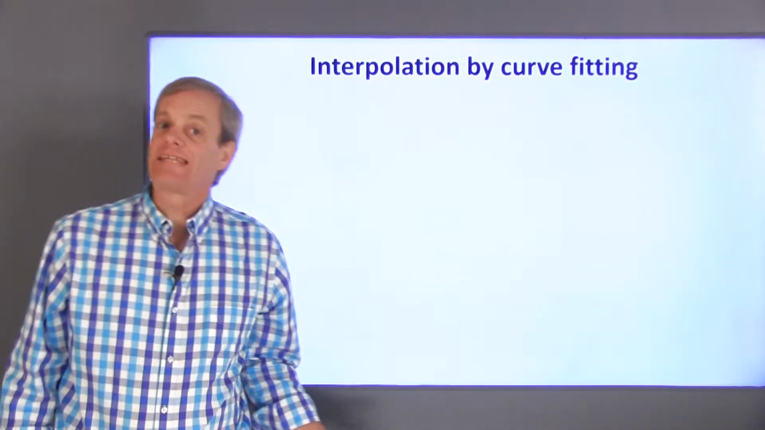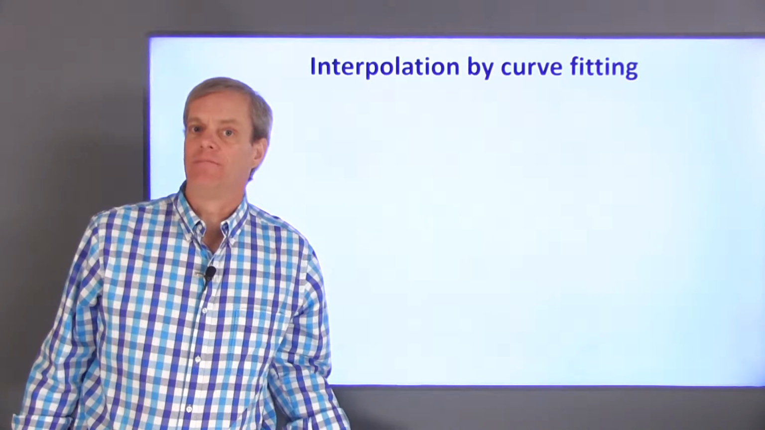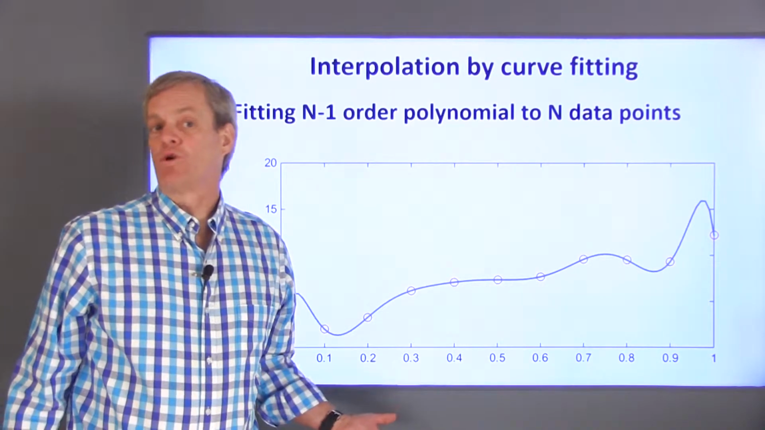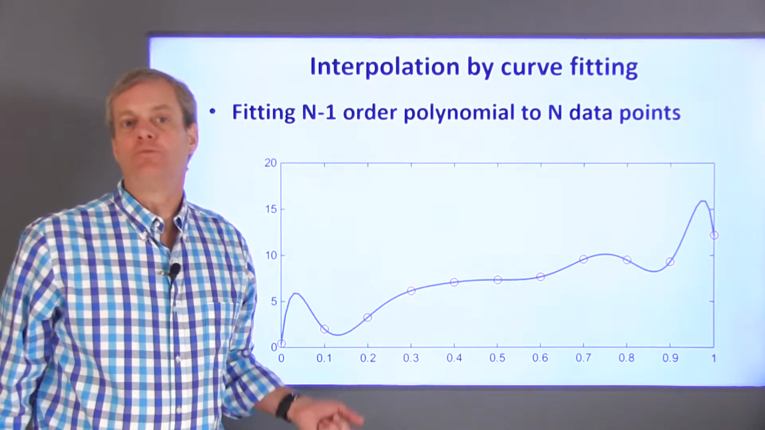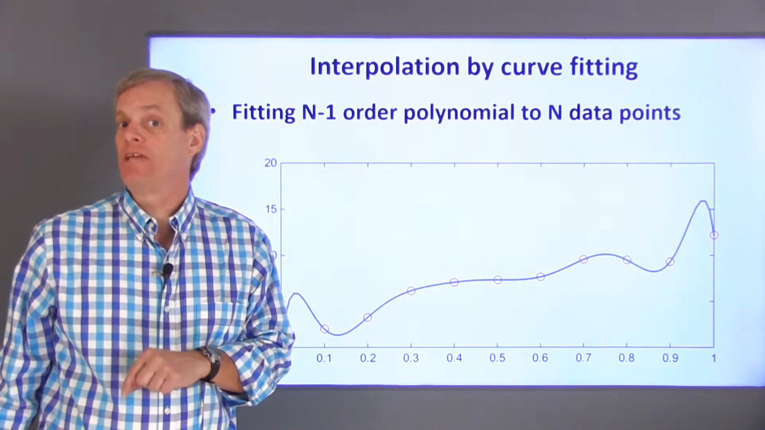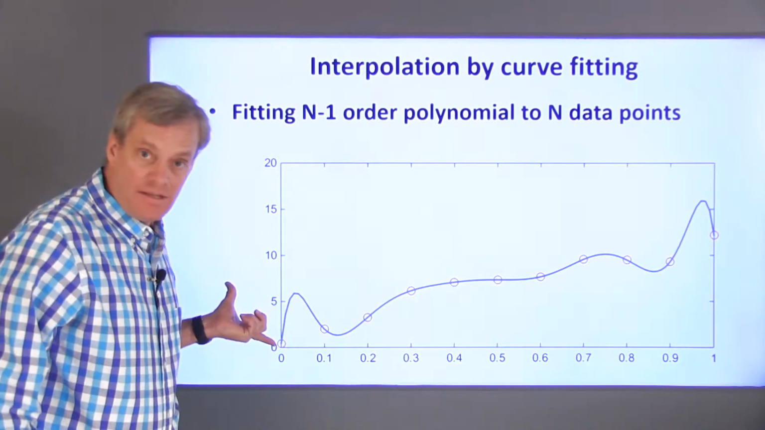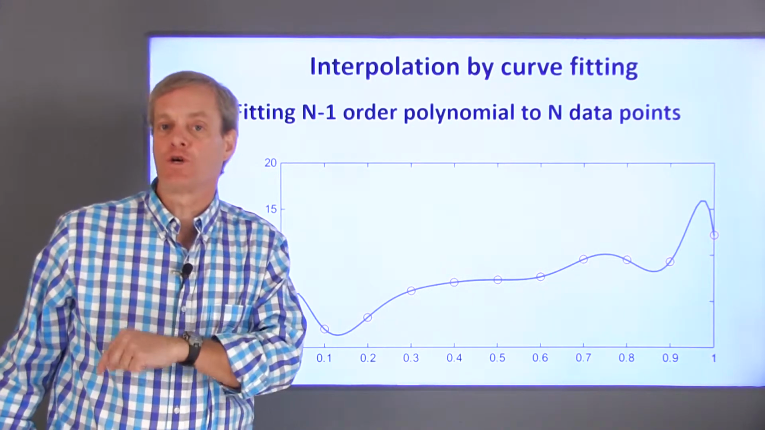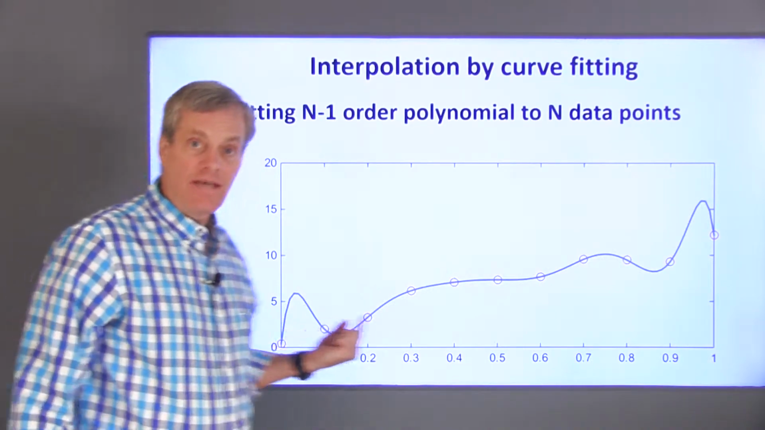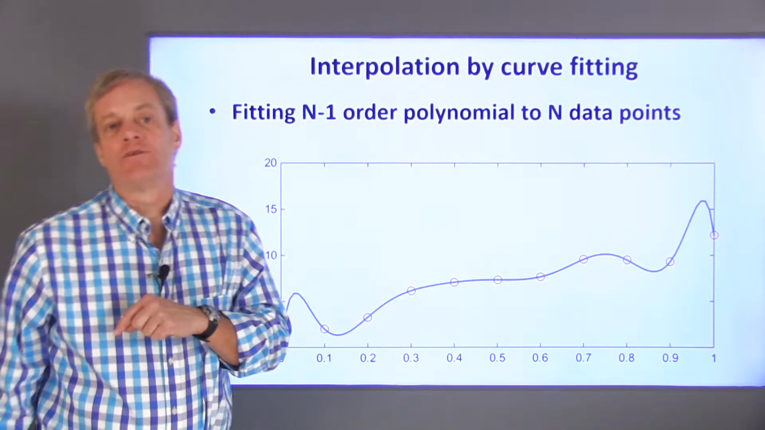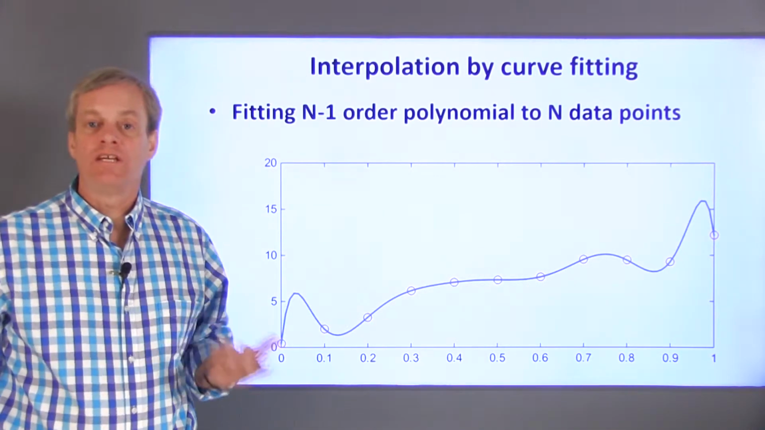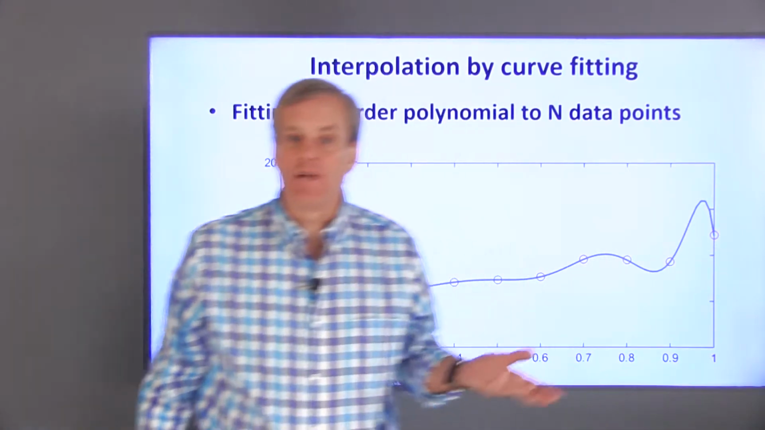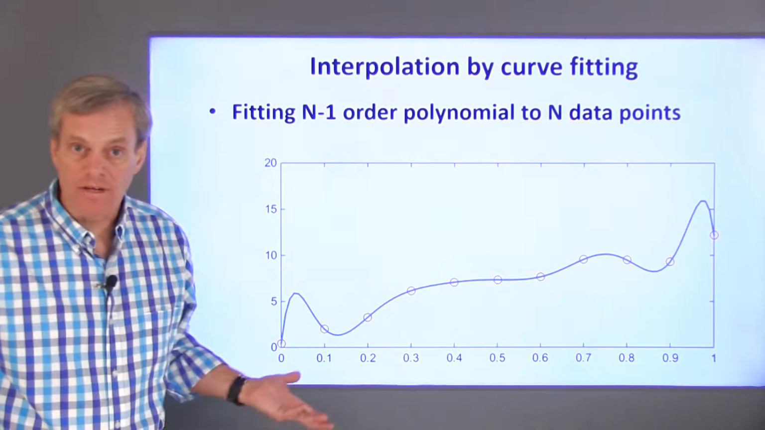Curve fitting techniques can be used to interpolate data. If you use n data points to fit a polynomial of order n-1, the polynomial will pass through all of the n data points. This example uses 11 data points. If I fit a 10th order curve to the data, it looks like this. However, with higher order polynomials, there tend to be a lot of wiggles in the curve that probably don't reflect the actual behavior of the process.